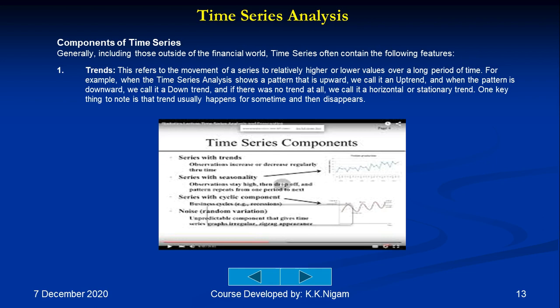Time series often contain the following features. Trends. This refers to the movement of a series to relatively higher or lower values over a long period of time. For example, when the time series analysis shows a pattern that is upward, we call it an uptrend. And when the pattern is downward, we call it a downtrend. And if there is no trend at all, then we call it a horizontal or stationary trend. One key thing to note is that a trend usually happens for some time and then disappears.